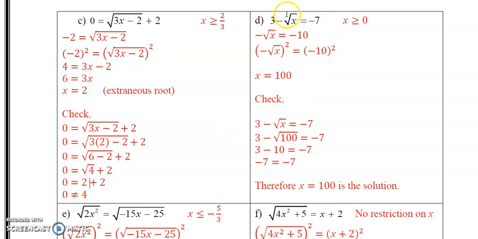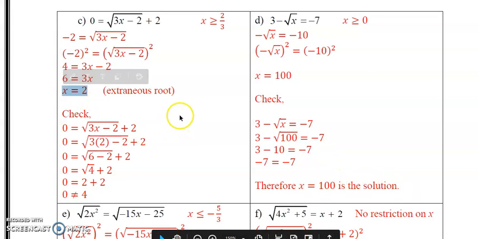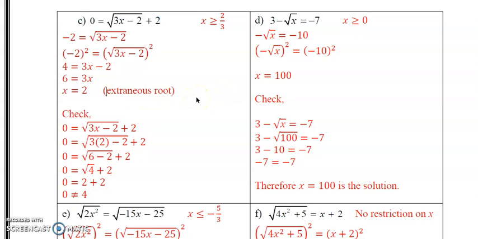Next one we have here looks complicated, but it's not. We subtract the 3 from both sides. We get -7 subtract 3 would be -10. We square both sides. Negative squared is positive. Square root of x squared is obviously x. x is equal to 100. It passes our restriction where x has to be greater than 0. Let's check it out. Put in 100. The square root of 100 is 10. 3 subtract 10 is -7. -10 is not equal to -7. Therefore, x is not a solution. So this x equal to 100 is not a solution. So there's no solutions here. Okay? Here there was a solution. Here there's not. All right?